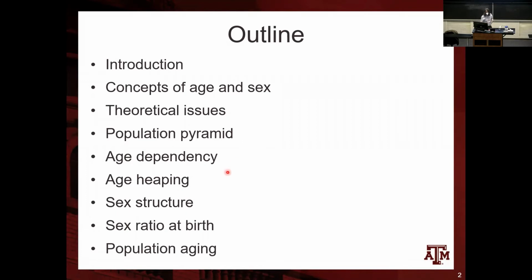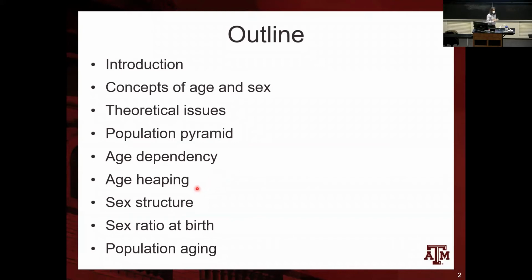We're going to talk about age dependency, the dependency ratios that I showed before: the youth dependency ratio, the old age dependency ratio, and the total dependency ratio, pretty much comparing the size of children and older people in relation to working age people.